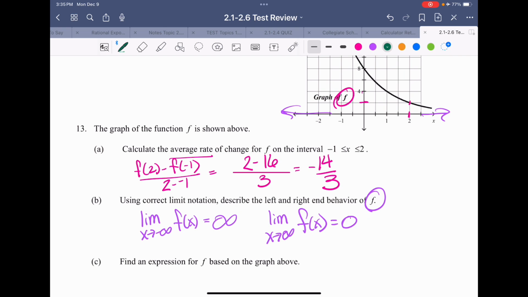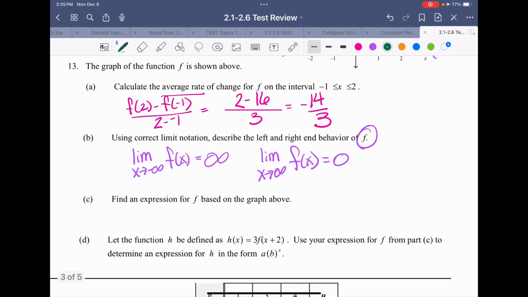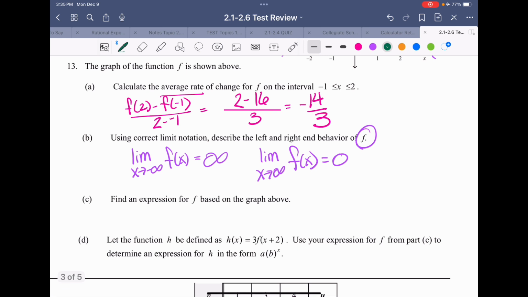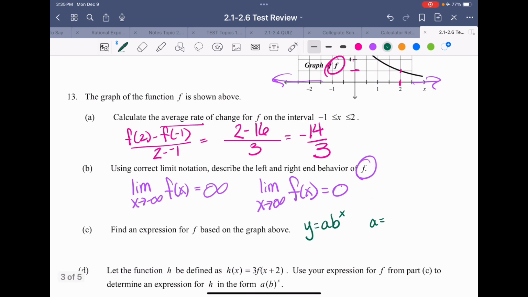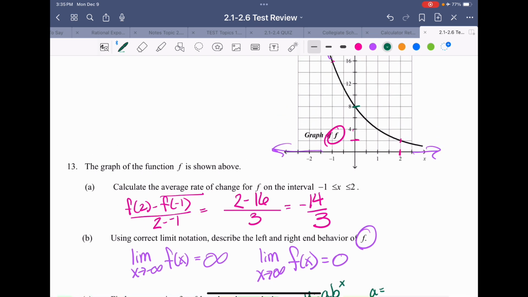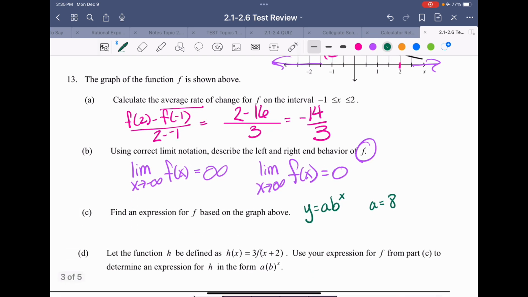Now I need to find an expression for this. So really I should have said equation, but this is y equals a times b to the x power. You can use your g sub n stuff, but we have enough information for this. Your a value is your initial amount. So my initial amount right here is 8.